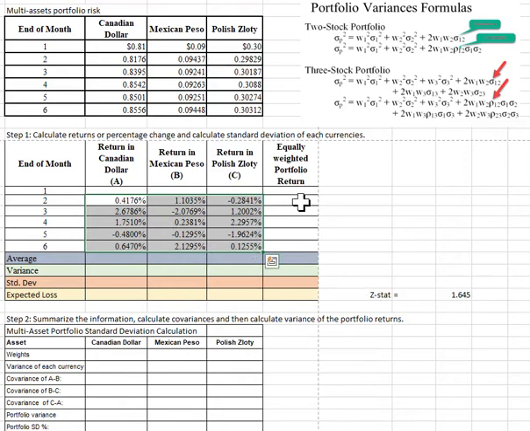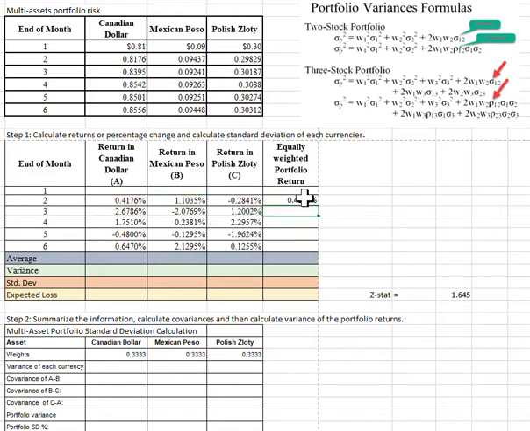To calculate the equally weighted portfolio return, we need to put the weights here, which equal 1/3, because it's 100% divided by 3, which is equally weighted. So let me put this one here. Then I can calculate the return as the percentage of each investment times the return on each of them: the percentage on the first currency times its return, plus the percentage on the second times its return, plus the percentage on the third currency times the return on the third currency.